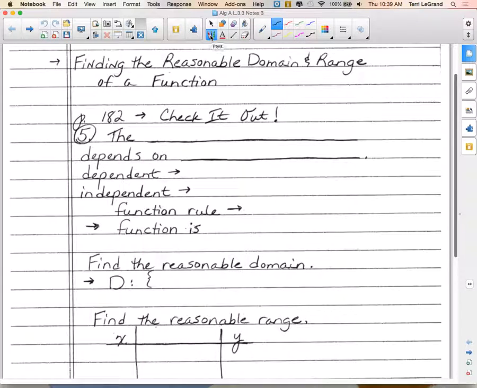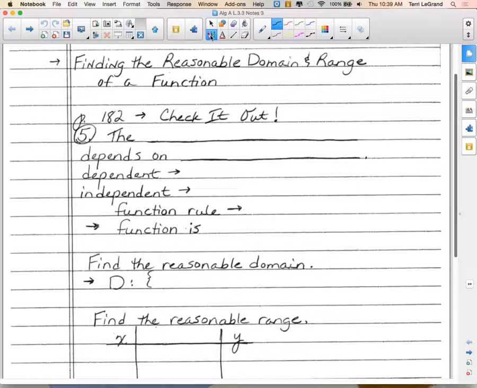So we've already talked about domain and range. What we're adding in today is finding a reasonable domain and range. In other words, you might have to determine what kind of domain and what kind of range makes sense to this problem. What's domain again?